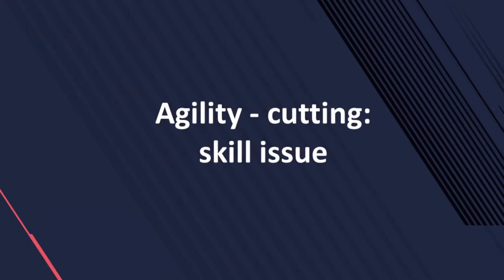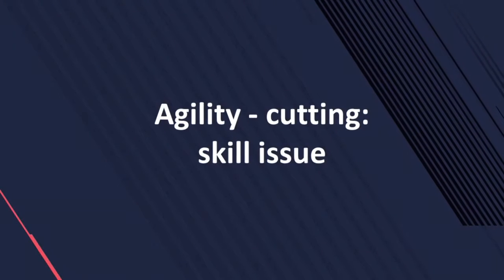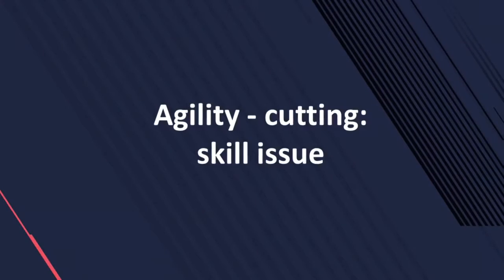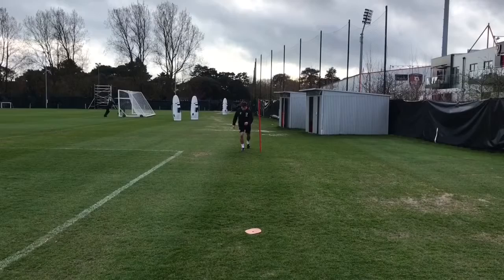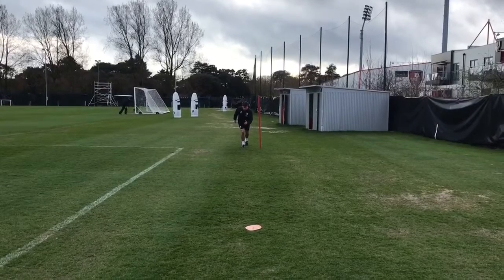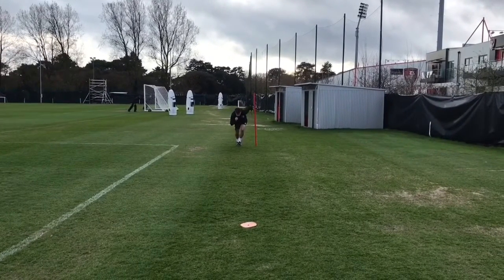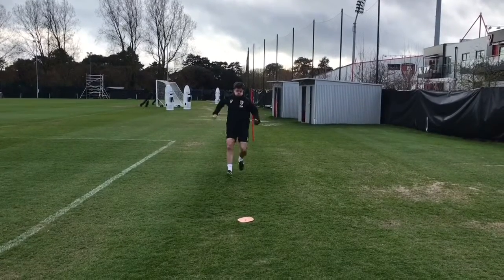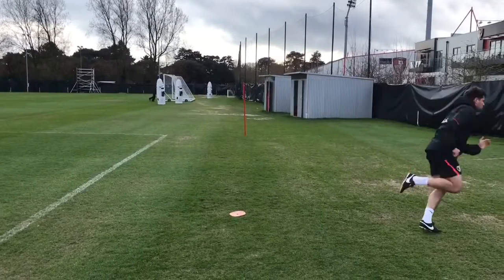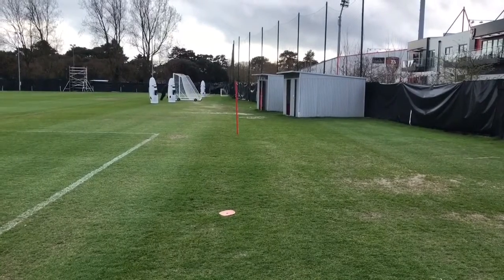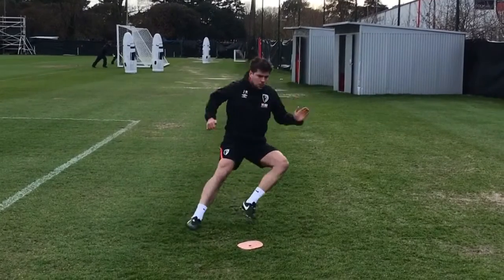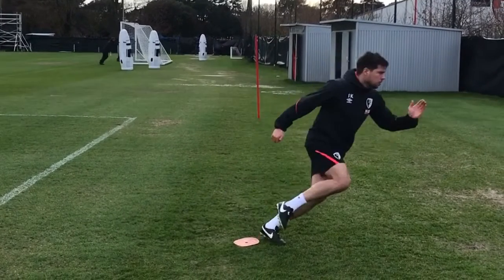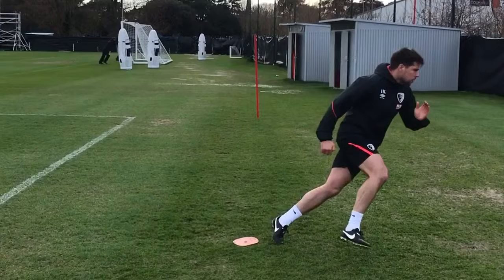The next athlete demonstrates a skill issue when cutting to his left. It is possible to see that the athlete could push off his right foot more effectively with a greater knee flexion drive and greater triple extension of his left side.